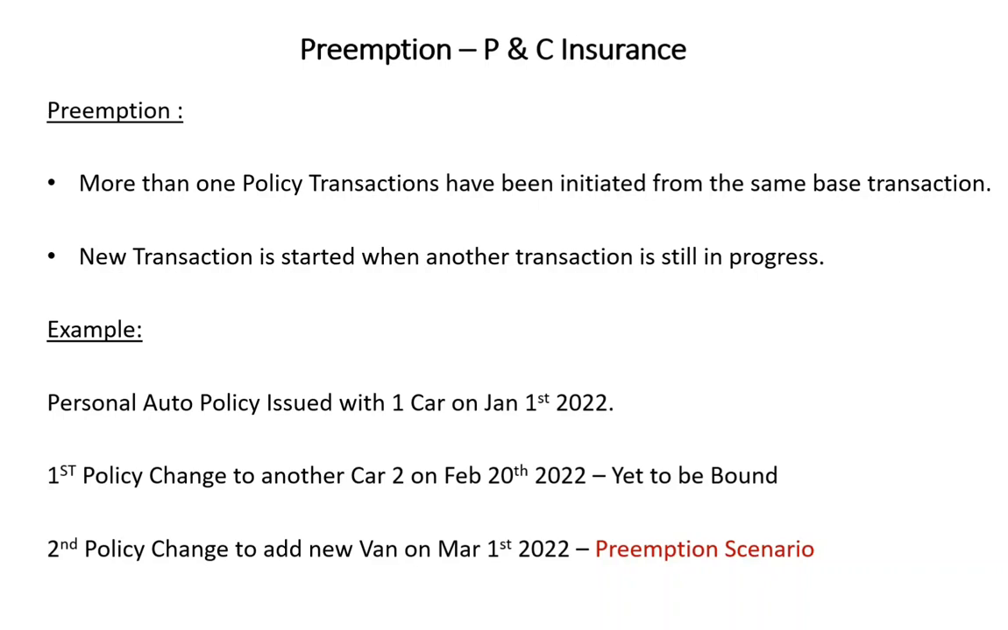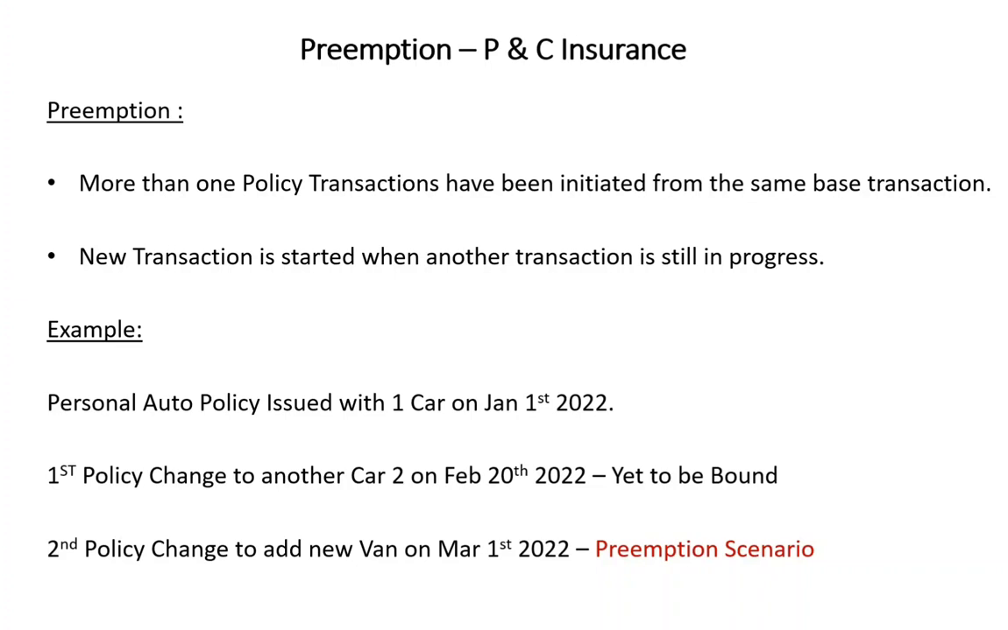If you see this example, we have a personal auto policy which is issued on January 1st, 2022 with one car. Now, you as a customer are trying to add another car, car number 2, to the existing policy on February 20th, 2022. But the problem is you are yet to complete it. You initiated the policy change for maybe some pending documentation or anything. You are yet to complete your transaction.